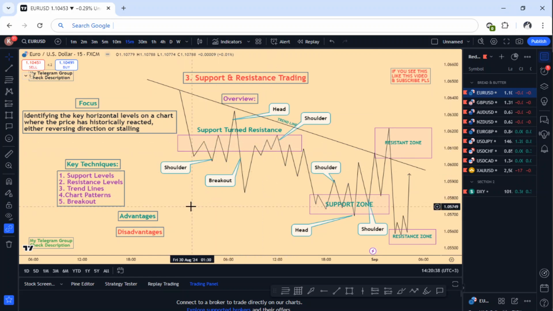There are also some other patterns that are looked into, like head and shoulders. Like this is the first shoulder, this is the head, and this is the other shoulder.